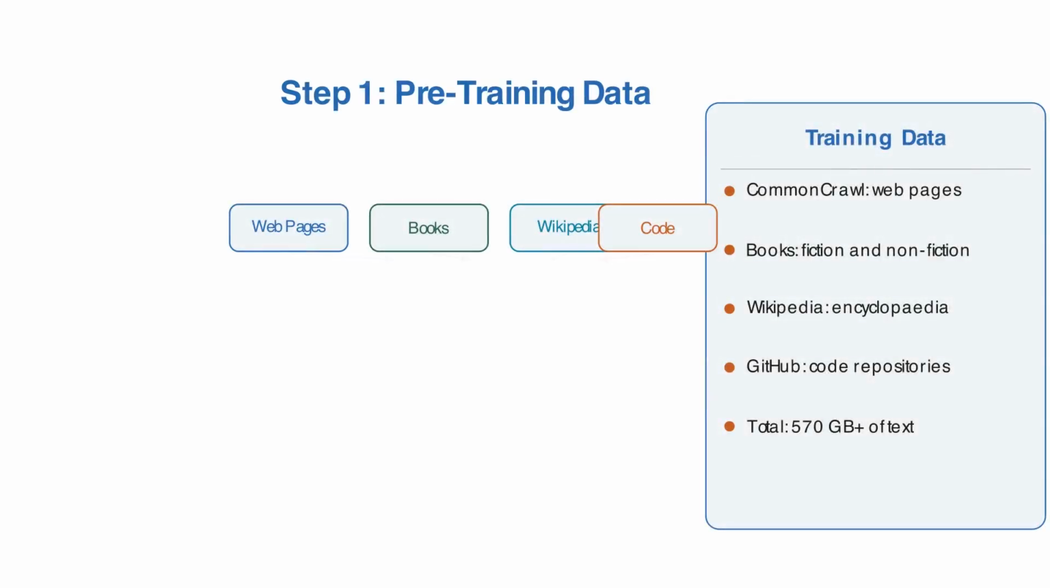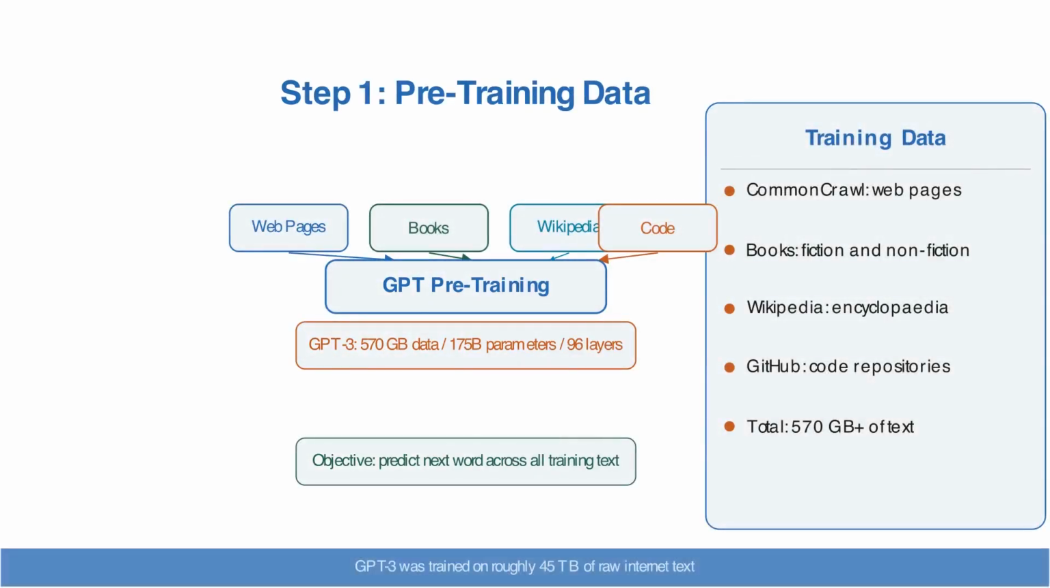Before ChatGPT can talk to you, GPT is pre-trained on an enormous corpus of text. GPT-3 used over 570 gigabytes of text: Common Crawl web pages, books, Wikipedia, and GitHub code. The training objective is simple: given a sequence of words, predict the next one. This is repeated across trillions of tokens until the model learns the patterns of human language.